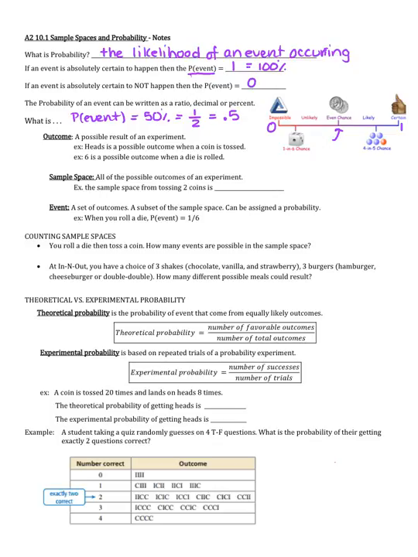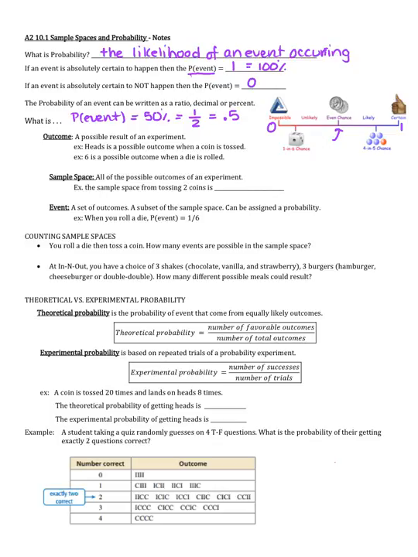Okay, so then we have some terminology that we want to go over. An outcome is when you have the possible result of an experiment. So the outcome of an experiment might be heads is a possible outcome when you toss a coin, or when you roll a die, you might get a 6, you might get a 5. All of those are possible outcomes.